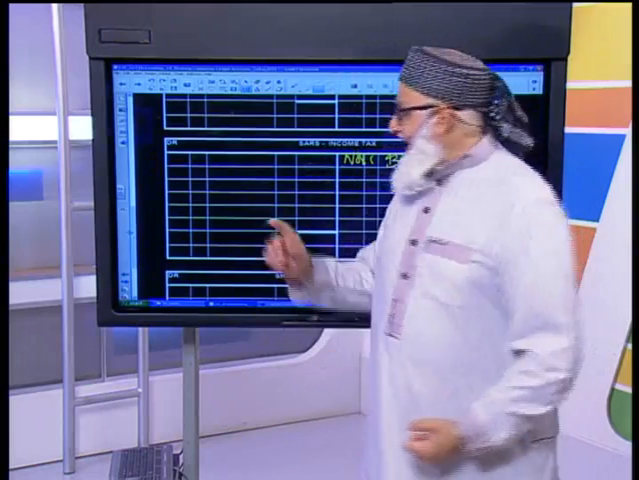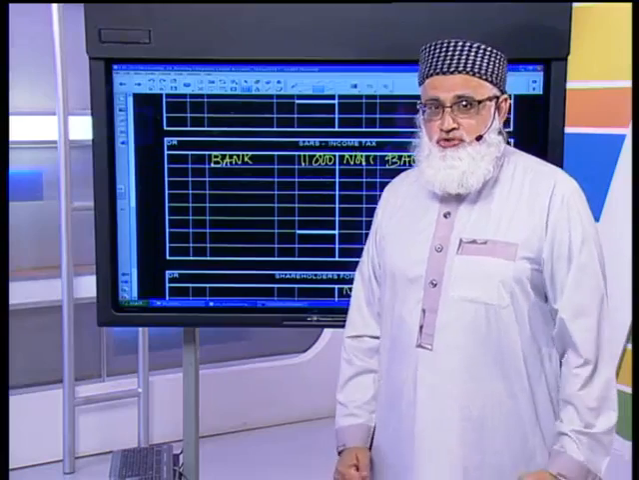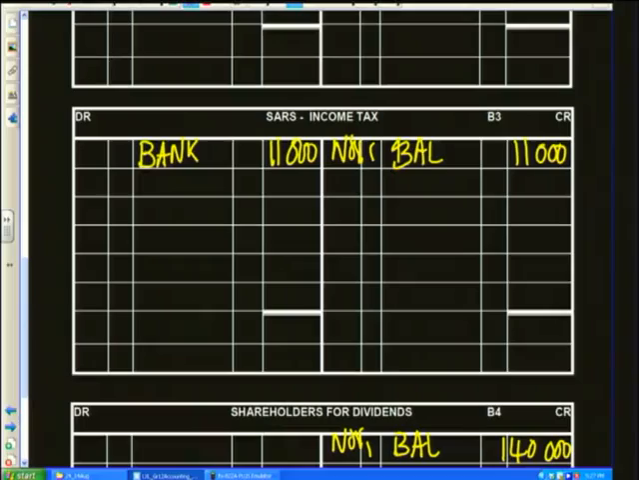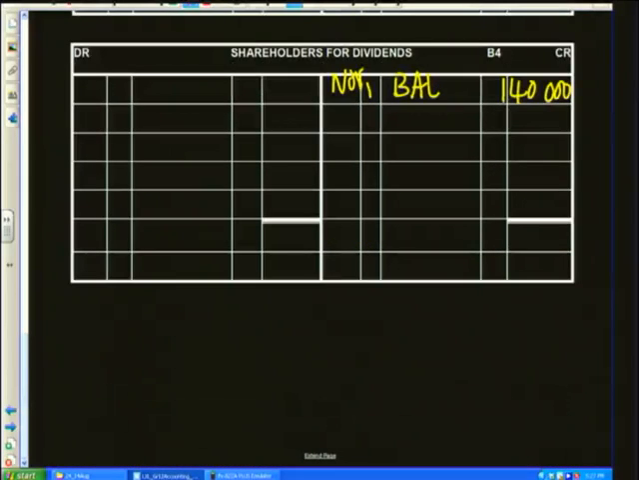What's the entry? A credit to bank, why? In this case here, asset decreasing in value, and a debit to my SARS income tax. Remember, my entry is bank because I'm paying it from my CPJ. The amount is 11,000 rand, and notice what's happening, that my liability is decreasing because I'm paying the liability. I'm paying the amount due to SARS. Who else am I paying? I'm paying my shareholders. So therefore, there's my account, shareholders for dividends, liability, double entry.